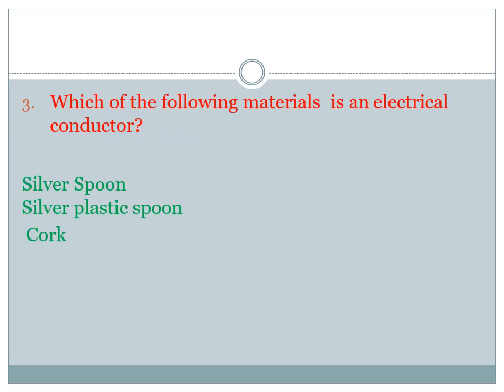Which of the following materials is an electrical conductor? This is question number 3. A silver spoon, a silver colored plastic spoon, or a cork? A cork is on top of a bottle. You know, you get these juice bottles which have this wooden cork on it. So which of these 3 is going to be an electrical conductor? Think. You should not be taking more than 1 minute. Let's see the answer. Silver spoon. You are correct. That's very good.